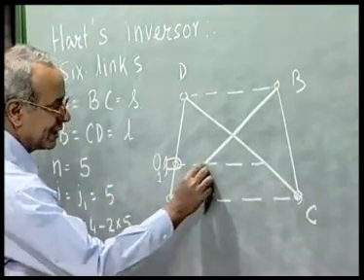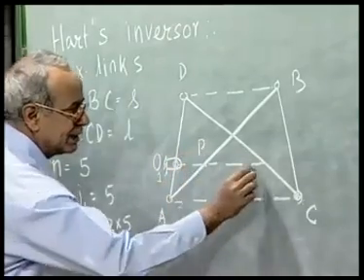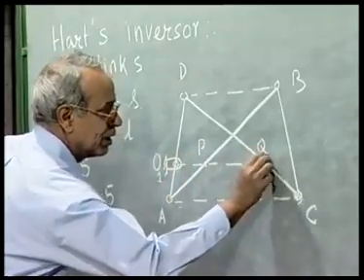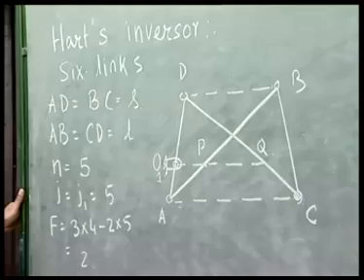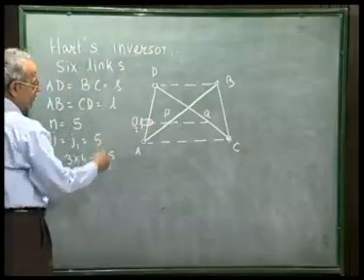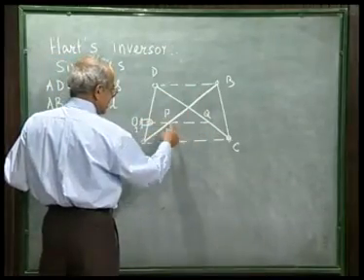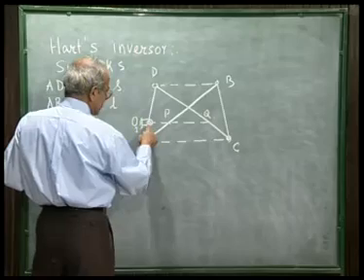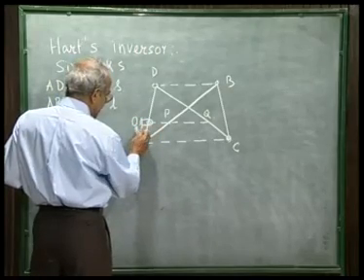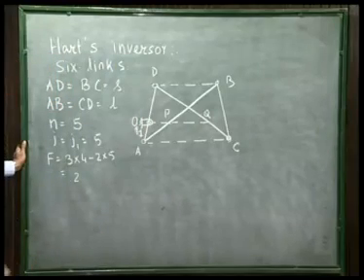Where this line intersects the line AB, let me call it P. And this point of intersection, let me call Q. As we see, the point O is not moving, and however the figure deforms, this line will always remain parallel to BD and AC. That means these three points, namely O, P, and Q, always remain on one line.